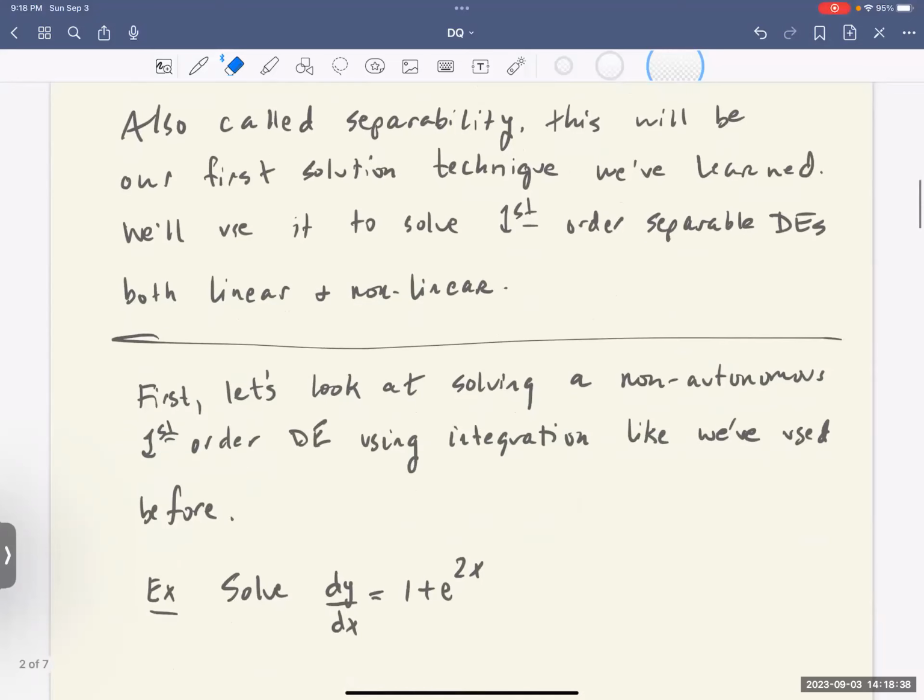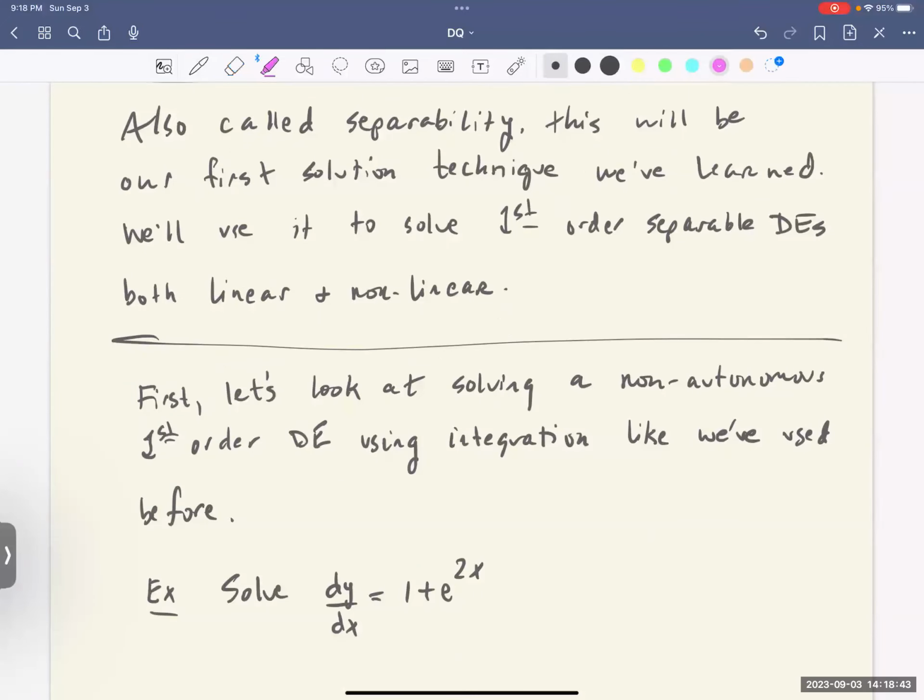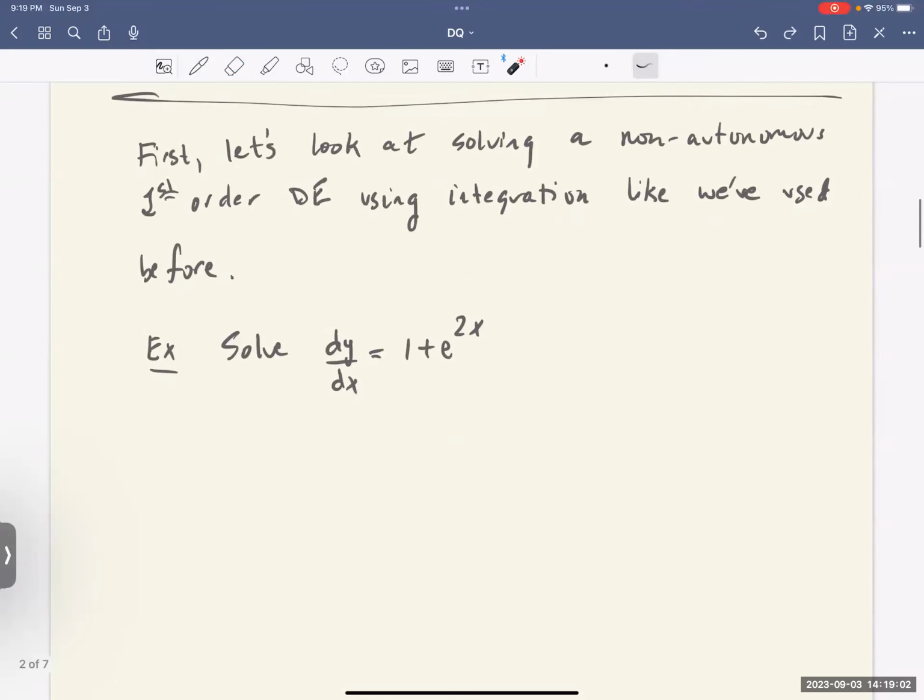Okay, so separation of variables is also called separability. It'll be our first solution technique we learned, and we'll use it to solve first order separable differential equations that are both linear and nonlinear. So let's look at solving a non-autonomous first order differential equation like we've used before.